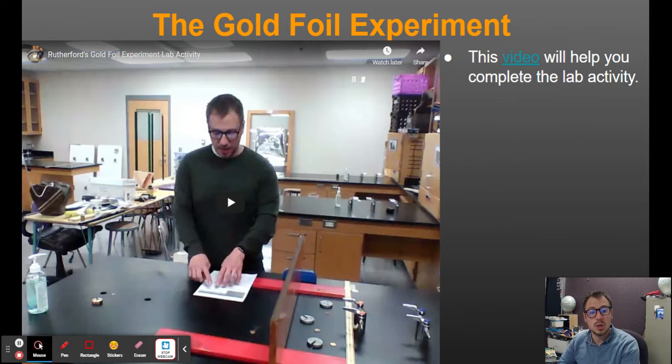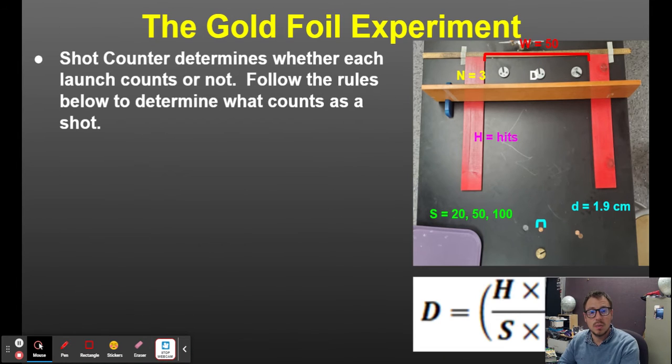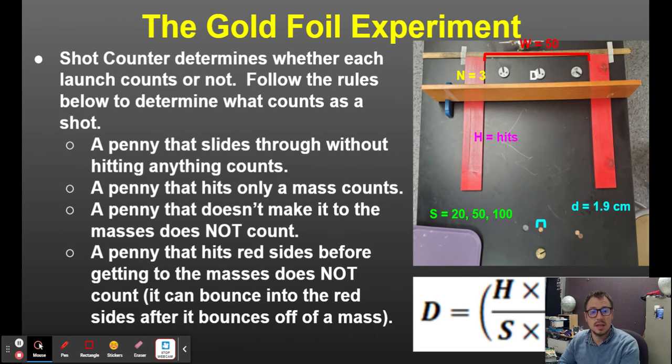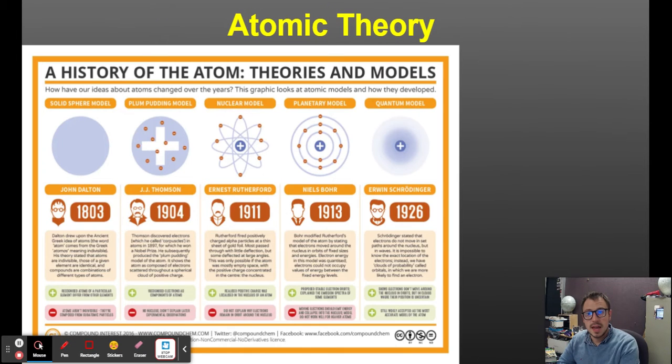And this is what we did in the gold foil experiment, where in the lab you would launch pennies that represented the alpha ray particles down to the masses, which represented the gold atoms, and using that equation, calculate the diameter of those masses. And this was the history of the atomic theory.